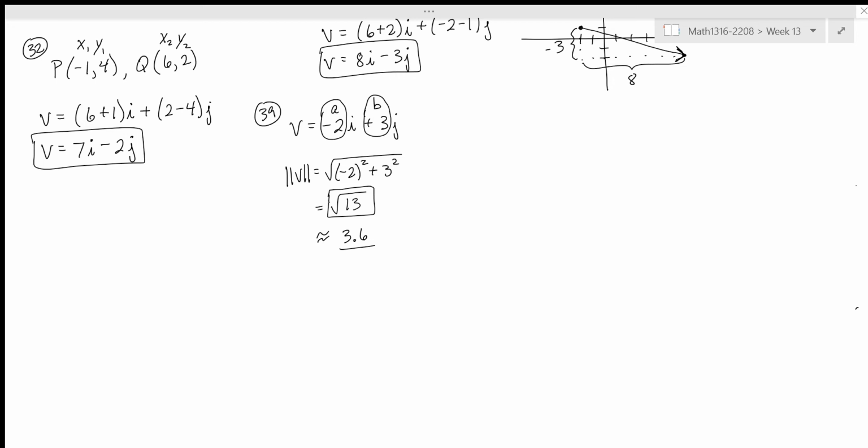Do I need to do another example of magnitude, or have you got that? Anybody need another example of magnitude, or you want to move on? Are you good? Okay, we'll do one more. I want to make one up on my own. Let's say that we've got 5i minus 12j, and I would like to find the magnitude of that vector.